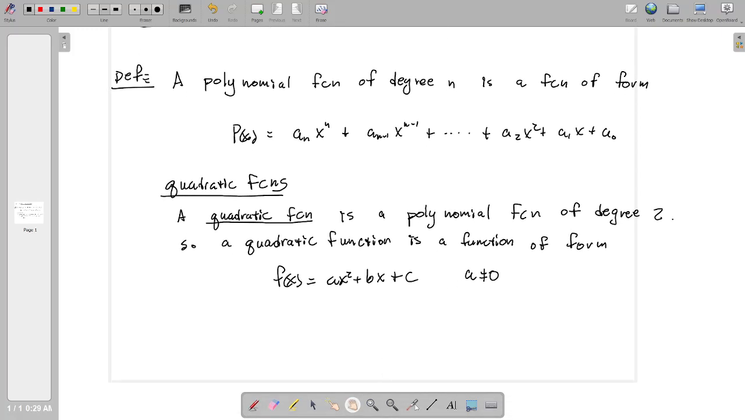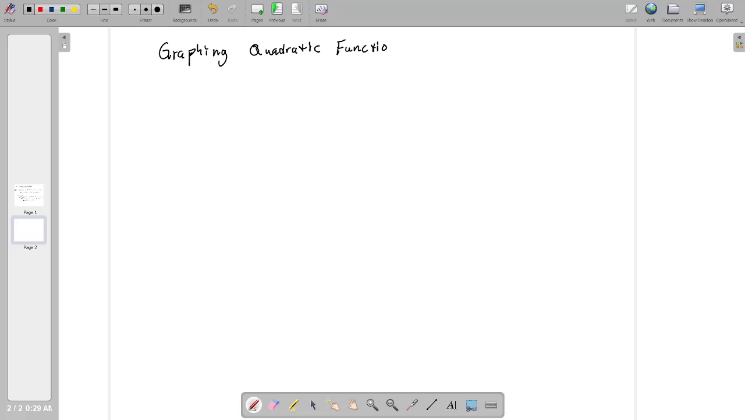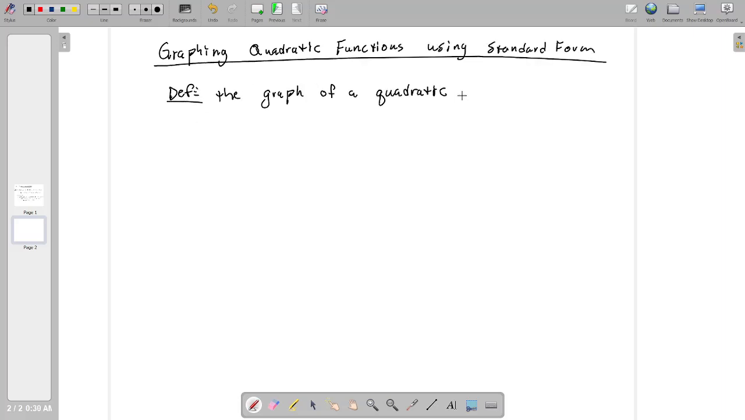Now this does fit the exact same definition as a polynomial where n is 2. Basically, it would just be these last three terms, where a2 is a, a1 is b, and a sub 0 is c. Graphing quadratic functions using standard form. The graph of a quadratic function is called a parabola.